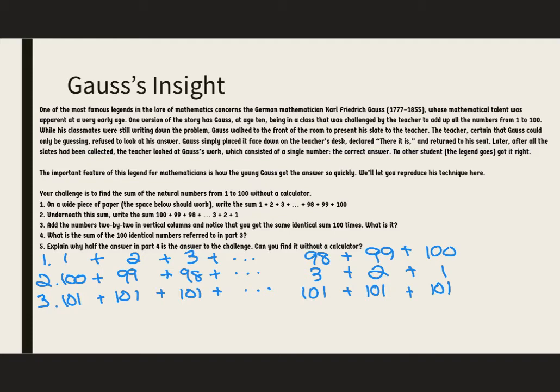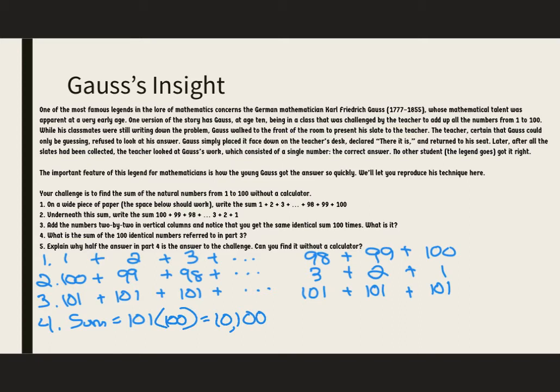Step 4 says, what's the sum of the 100 identical numbers in part 3? Well, the sum is 101. Let me write this. Sum equals 101. So we have 101 all the way across the row. And there are 100 of them, because if you look at that first row, we go from 1 to 100. Right? So that means we have 101 times 100, which is 10,100.